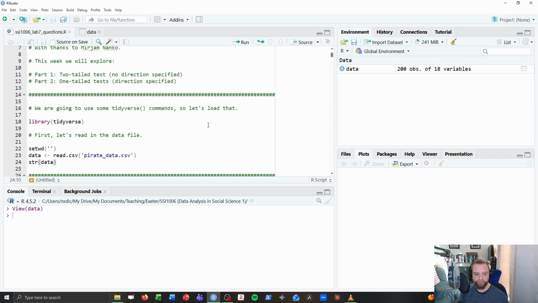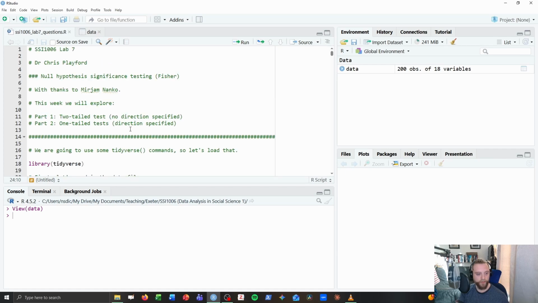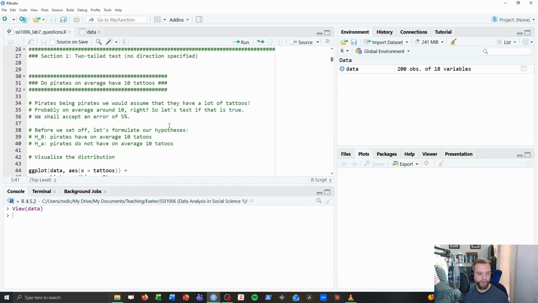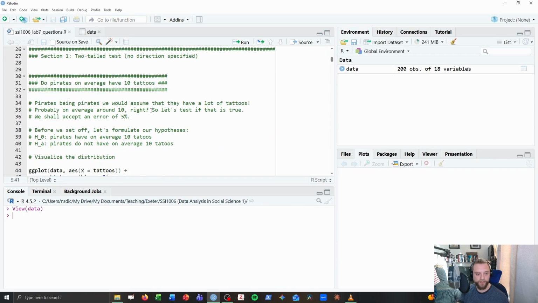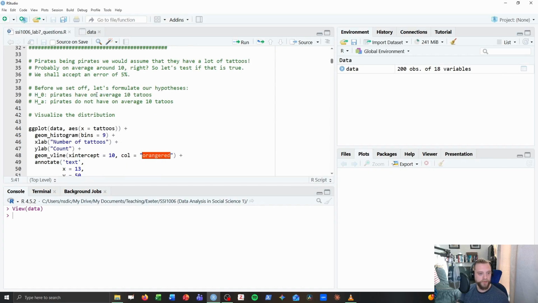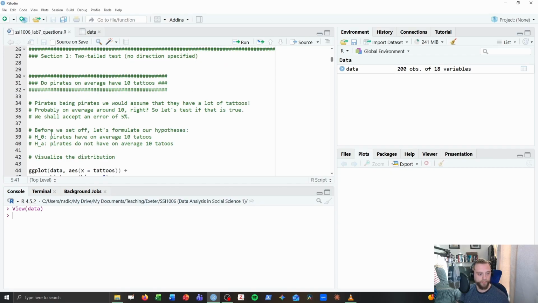And we're going to try and use what we call null hypothesis testing to say essentially how likely is it that the results that we see in the sample are reflective of the population. Now I've already read the data in and loaded tidyverse here, so we're just going to go on to the first couple of examples.